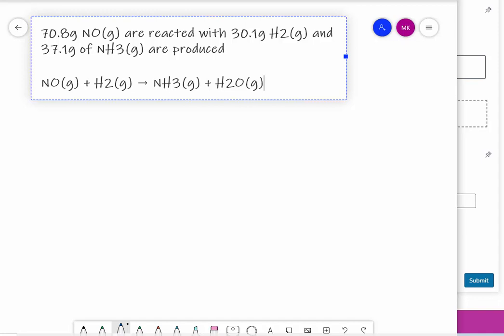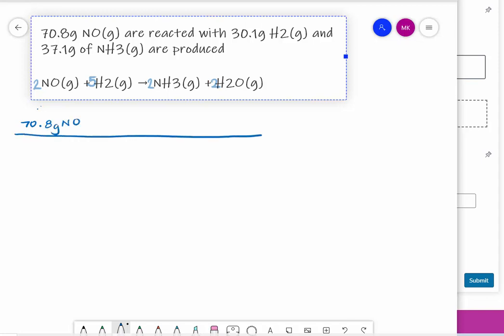So it looks like I have 5 hydrogens here. 5 halves would make that comfortable. I can't do 5 halves, so I can do a 2, a 5, a 2, and a 2. Now I'm balanced. So I'm going to start with my 70.8 grams of NO.